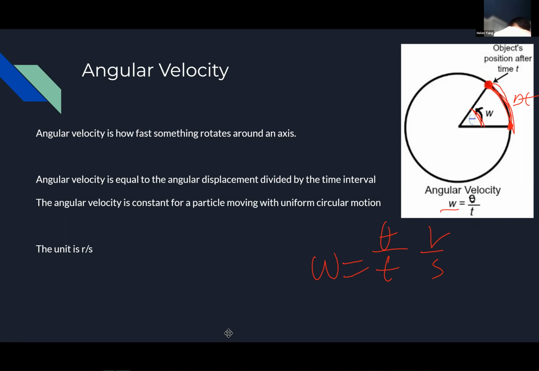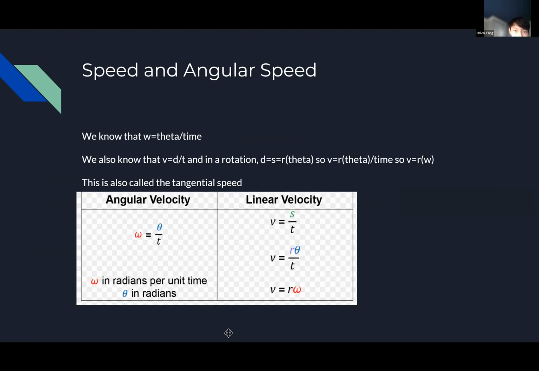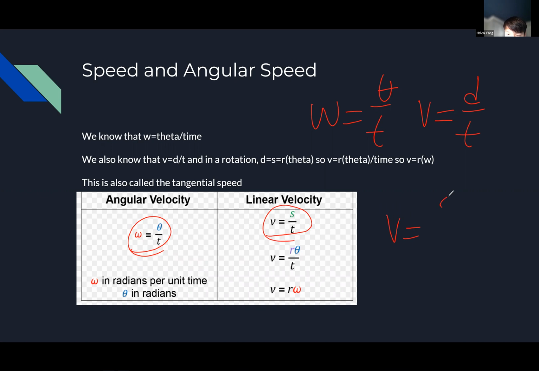Now I'll talk about how speed and angular speed relate. Since we know that omega is equal to theta divided by time, and we also know that speed in linear motion is equal to the distance divided by time. So in here you see that, and also here, it's over t.